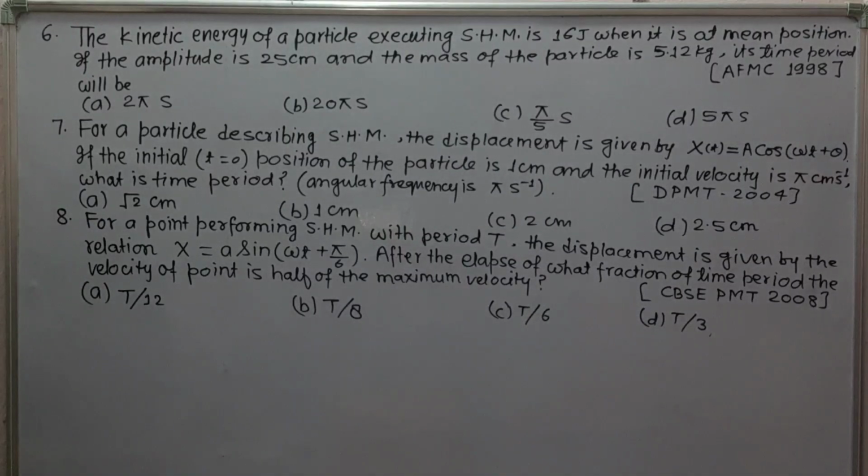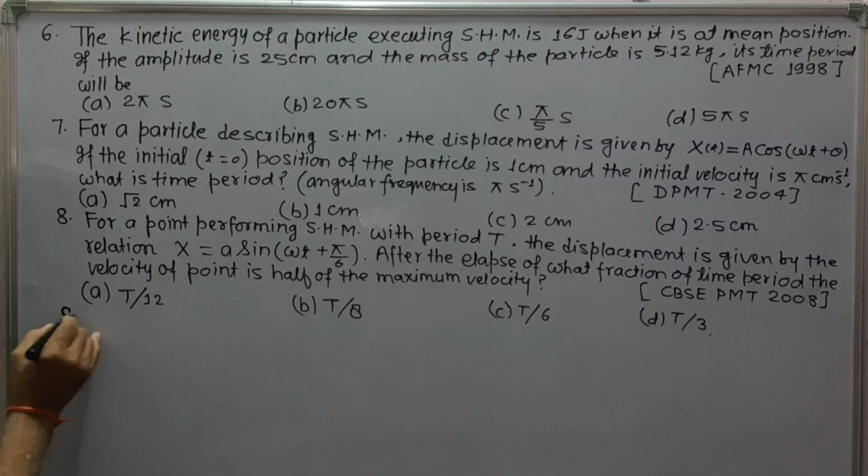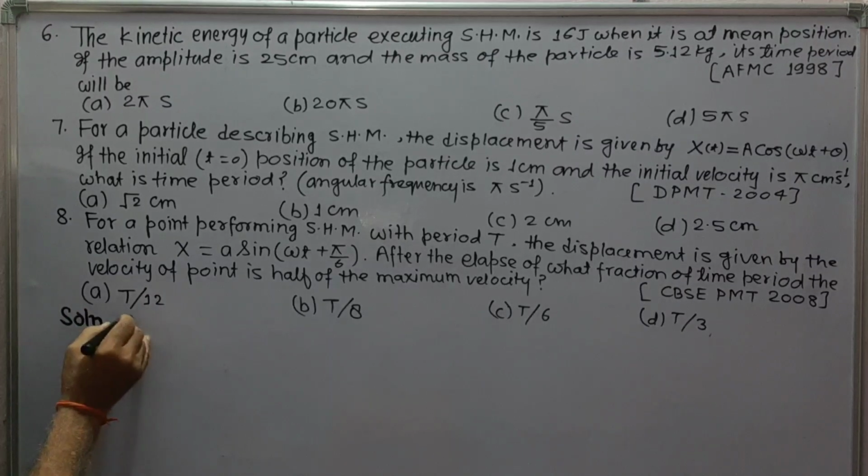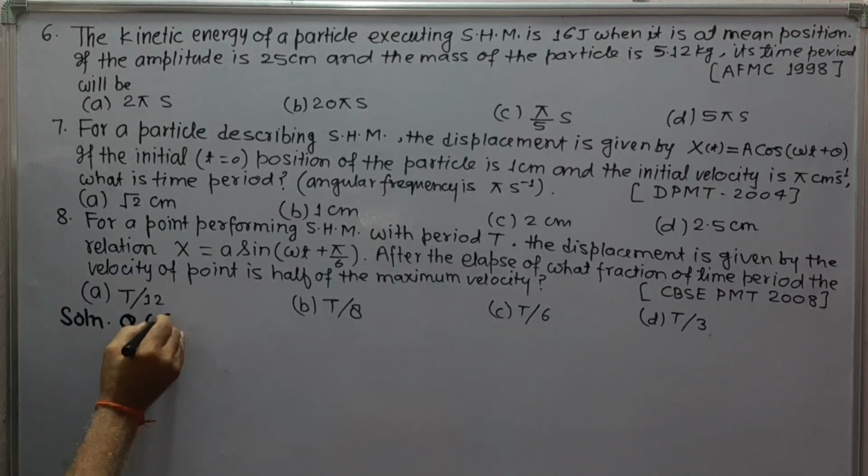Next question number 6. The question is, the kinetic energy of a particle executing simple harmonic motion is 16 joules when it is at the mean position. If the amplitude is 25 cm and mass of particle is 5.12 kg, its time period will be. Now, solution to question 6.